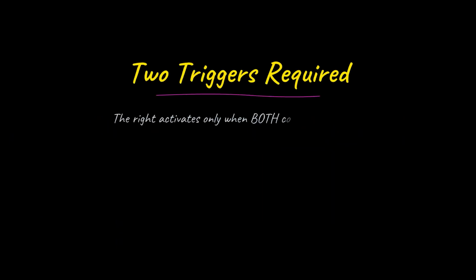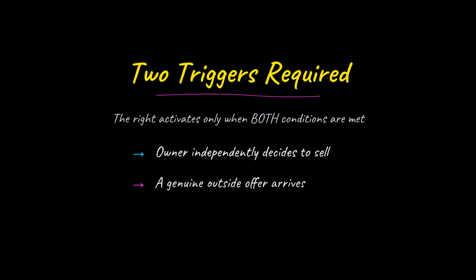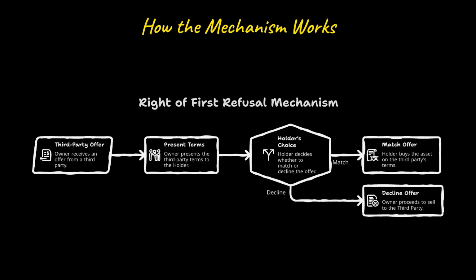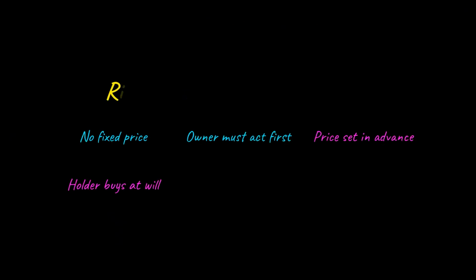The right sits completely dormant until 2 things happen. The owner freely chooses to sell, and a real third-party offer comes in. Only then must the owner present those terms to the holder. Once triggered, the holder has a set window to match the offer on the outsider's exact terms. Same price, same conditions. If the holder matches, they buy. If they decline, the owner proceeds with the third party.